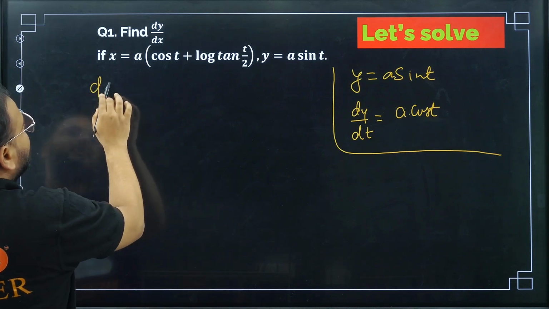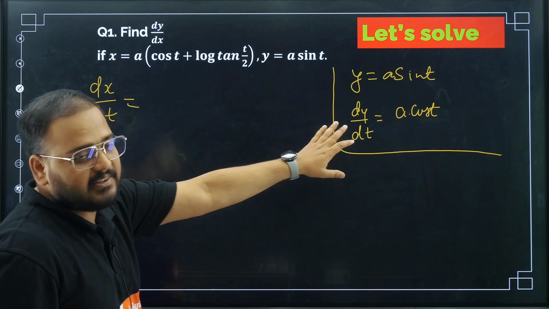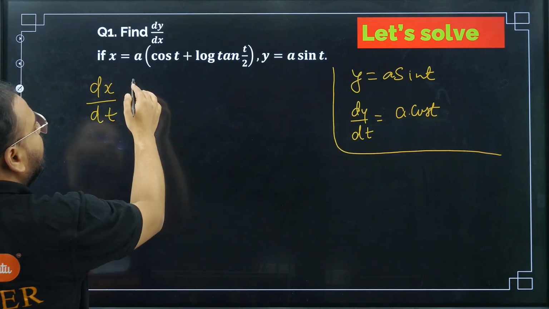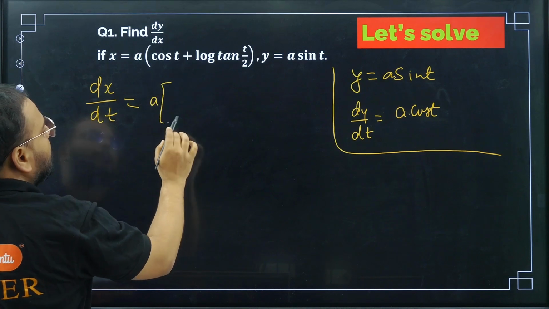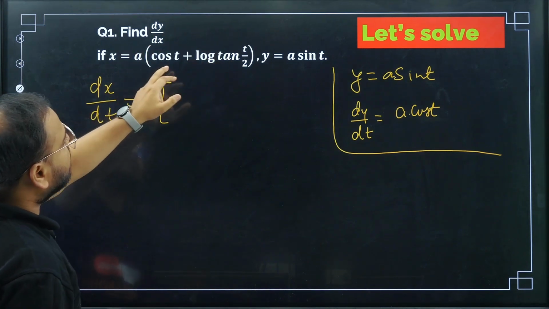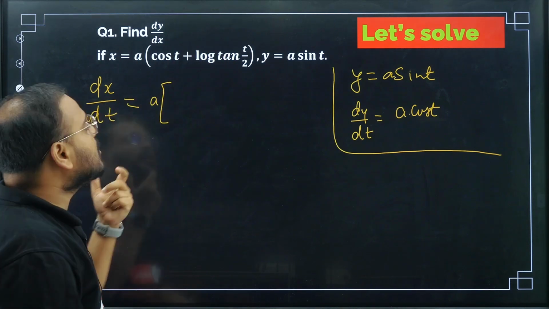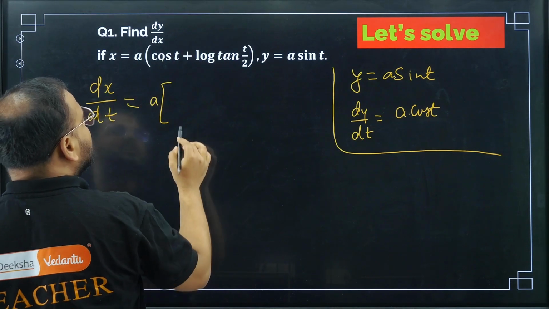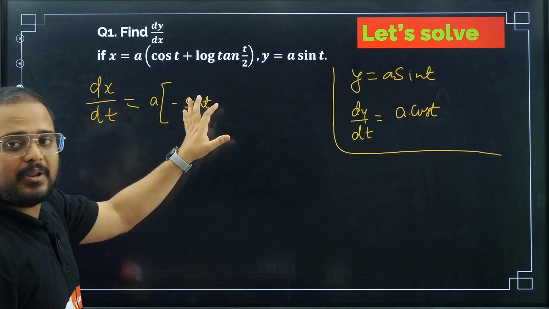So dx by dt I will do for this case. For this I did dy by dt, and for this I'll do dx by dt. I'll keep the a constant as it is. Please check. Now I'll apply the differentiation inside the bracket. There's a plus sign over here, so I can take the differentiation of these two terms separately. Differentiation of cos t is simply minus sin t. Remember this? Differentiation of cos t is simply minus sin t.